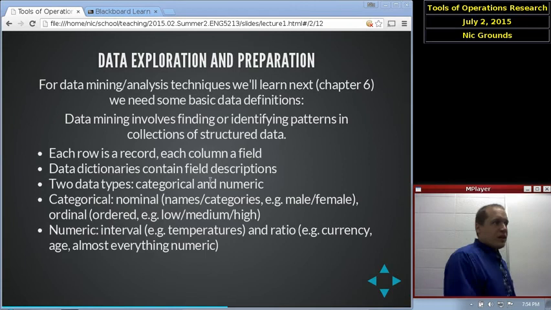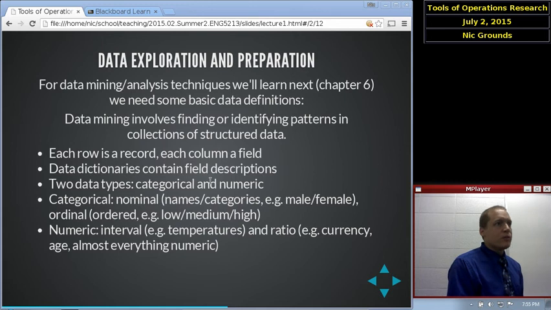Okay. So beyond the introductory material we've already covered, we're going to move into one area of data mining techniques that we're going to start using to do predictions, to gain a better understanding, and to find patterns in data. Okay.